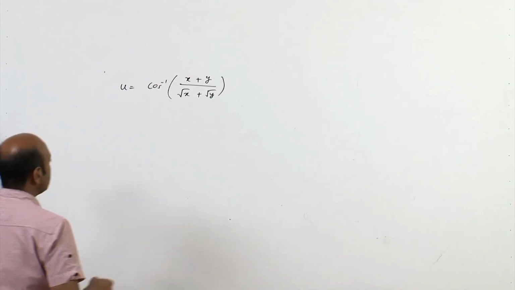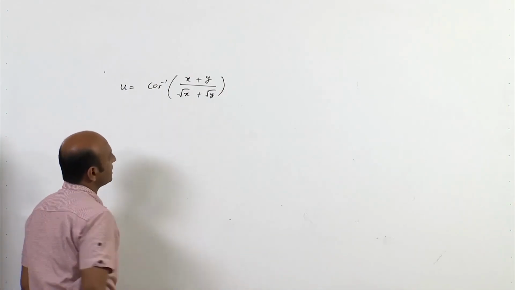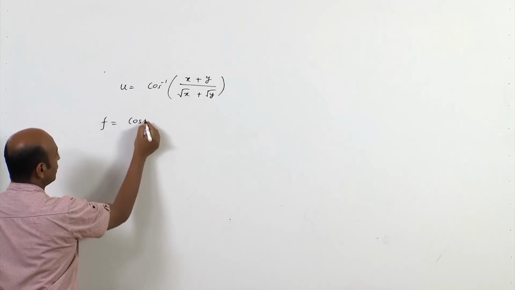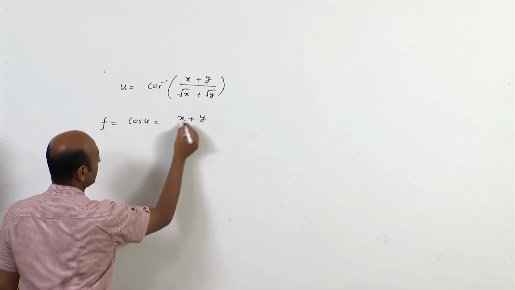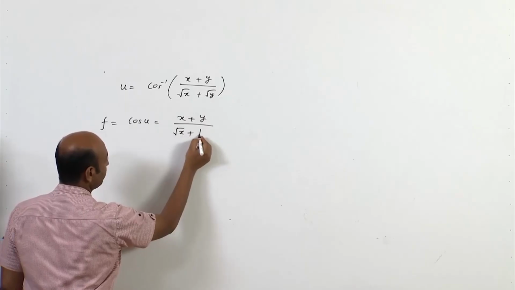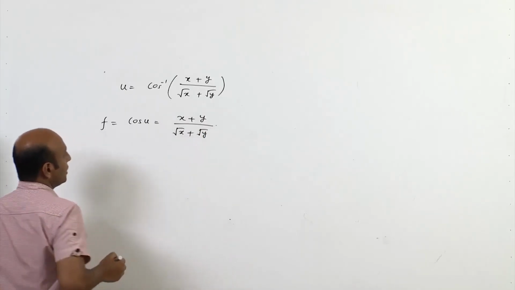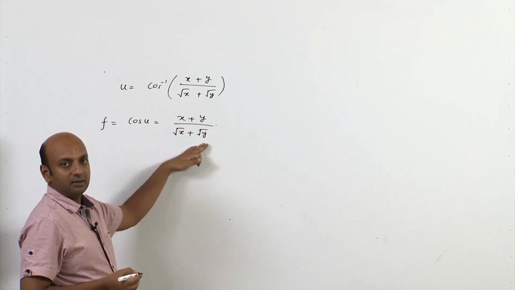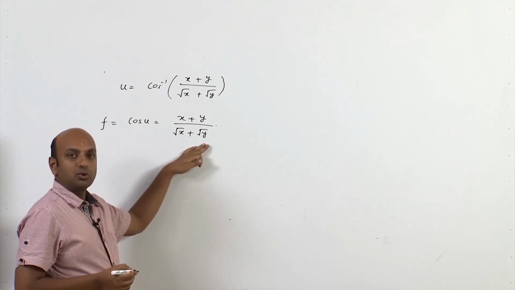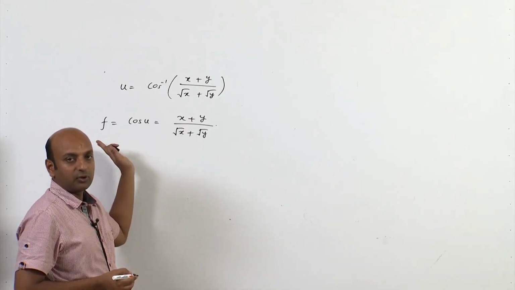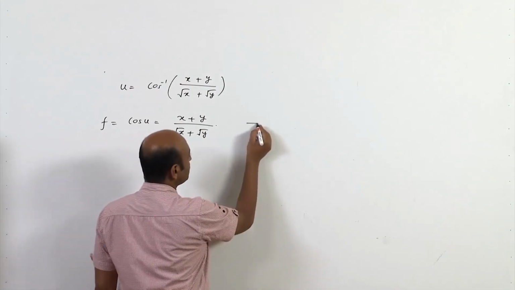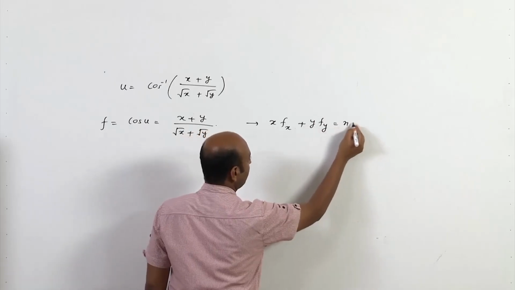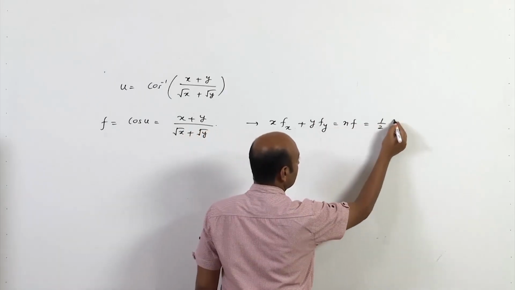Okay. Now, this function as a whole is not a homogeneous function, but if you take f equal to cos of u, which is equal to x plus y upon under root x plus under root y, now f is a homogeneous function of degree 1 by 2. So, Euler's theorem is applicable for the function f. So, what will be by Euler's theorem? It is x fx plus y fy is equal to n f, and n is 1 by 2, that is 1 by 2 times f.